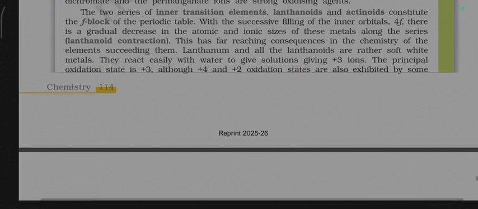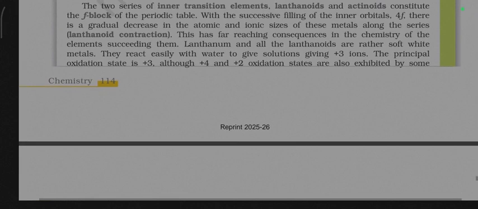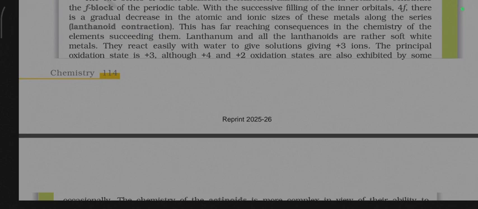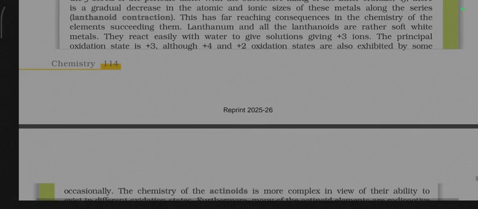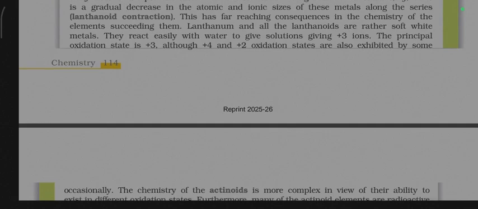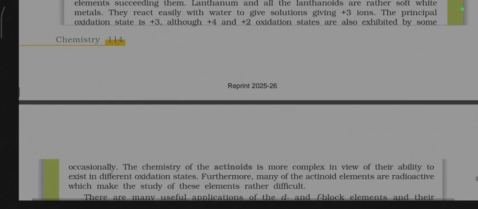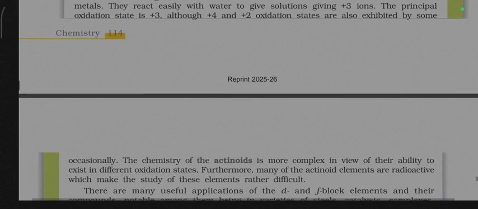The two series of inner transition elements, lanthanoids and actinoids, constitute the f block of the periodic table, with the successive filling of the inner orbitals for f. There is a gradual decrease in the atomic and ionic sizes of these metals along the series, called lanthanide contraction. This has far-reaching consequences in the chemistry of the elements succeeding them. Lanthanum and all the lanthanoids are rather soft white metals. They react easily with water to give solutions containing the +3 ion. The principal oxidation state is +3, although +4 and +2 oxidation states are also exhibited by some.